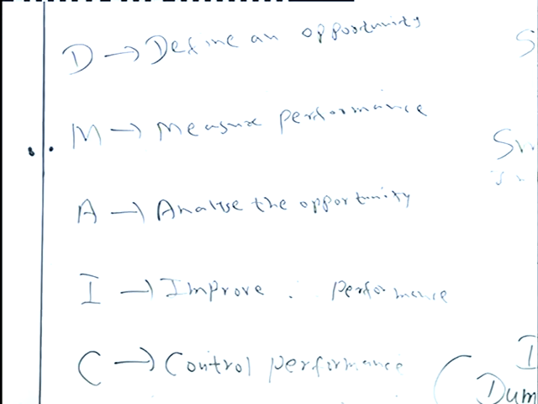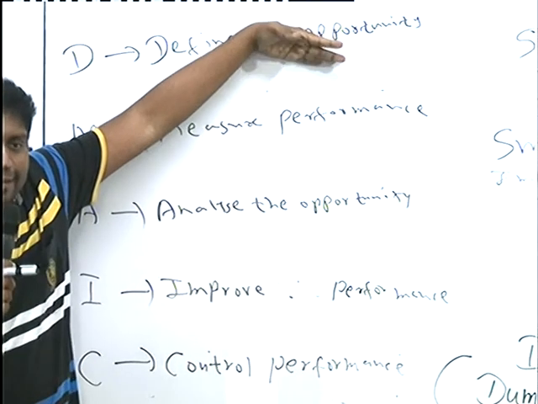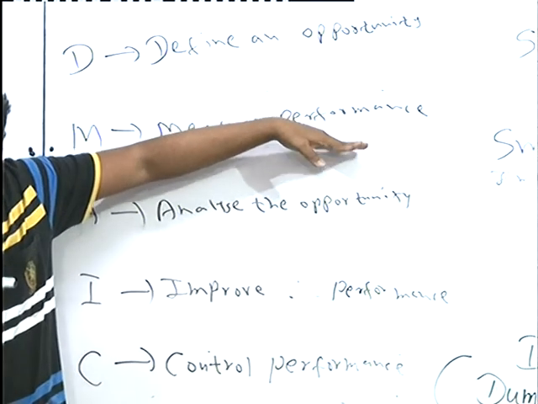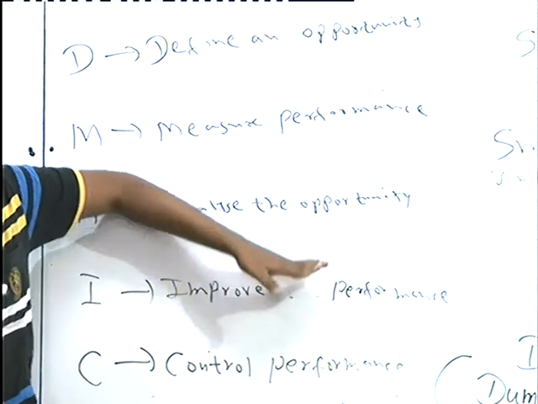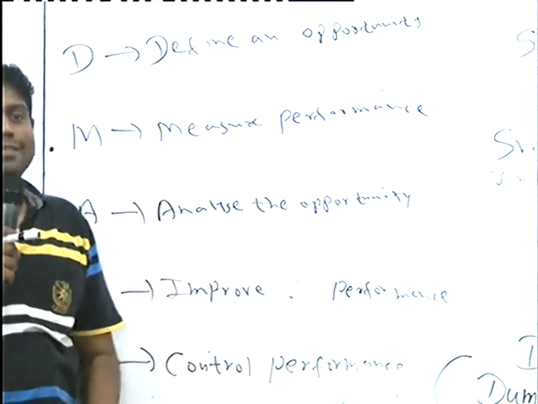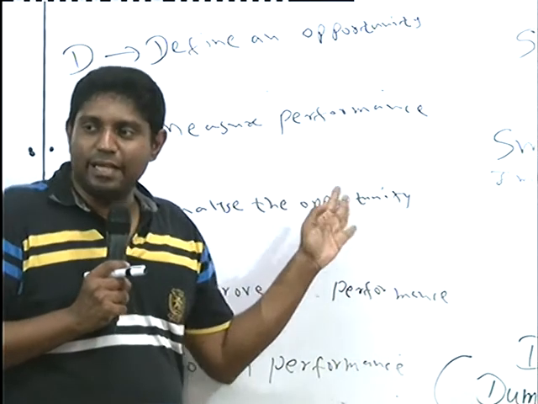Now you can see some relationship also. How do I remember? Start from the opportunity. Second one, performance. Third one, again opportunity. Last two, performance. Now I am asking you to remember these things. Today itself you can memorize that relationship.